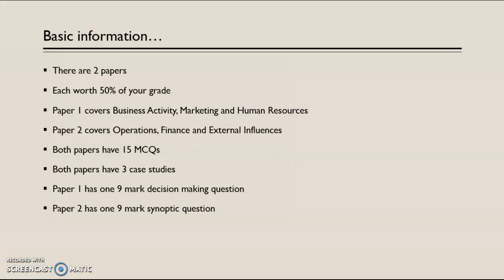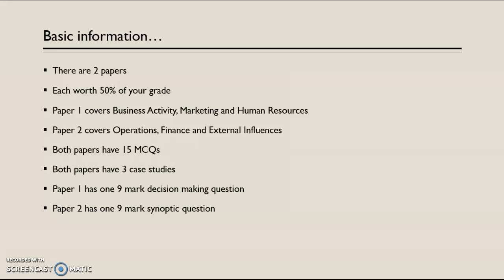So, basic information about the whole course. There are 2 papers, each one's worth 50%. As I said, you're doing a mock on paper one, which covers business activity, marketing, and human resources. And then the second paper covers what you're learning currently in year 11 on operations, finance, and external influences. Obviously, the biggest thing for you there is that during lockdown, human resources was taught remotely, and we've been trying to catch you up with all of that. So that's a key area for you to focus on.